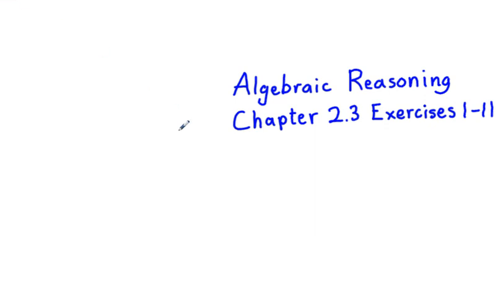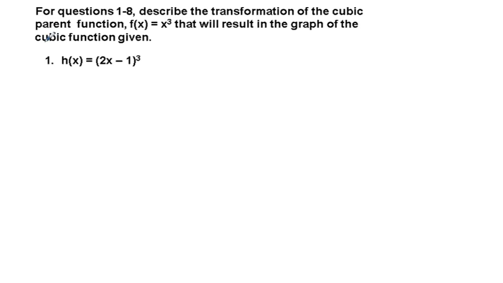Algebraic Reasoning, Chapter 2.3, Exercise 1 through 11. This section has to do with transformations of cubic functions. If you were around to look at Section 2.2, a little bit earlier video, we looked at the transformation of quadratic functions. Well, for this one, the book also uses a standard form, which I'm going to write here.